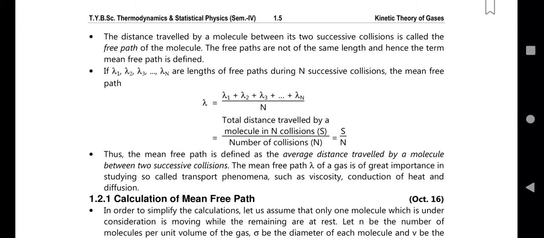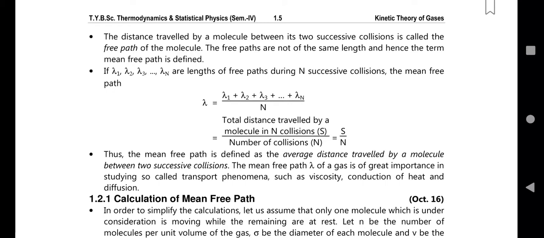The distance traveled by a molecule between its two successive collisions is called a free path. The free paths are not of the same length, and hence the term mean free path is defined. Now consider there are N successive collisions of a single molecule, and suppose lambda 1, lambda 2, lambda 3 and so on to lambda N are the lengths of free paths during N successive collisions. Therefore, the mean free path can be expressed as lambda equal to lambda 1 plus lambda 2 plus lambda 3 and so on to lambda N, upon the total number of collisions, that is capital N.